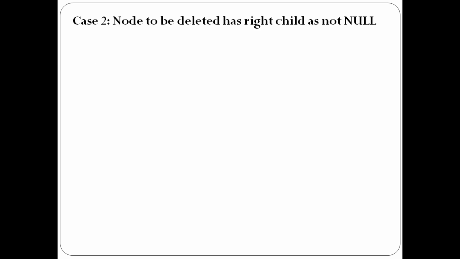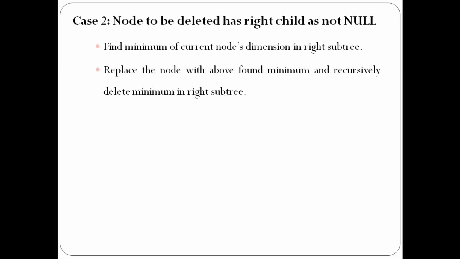Case number 2 is when the node to be deleted has a right child that is not null. It means that we want to delete a node that has a right child. In that case, the first step is to find the minimum of the current node's dimension in the right subtree. The next step is to replace the node with the minimum found above and recursively delete the minimum in the subtree. I am going to explain these two steps by considering an example.